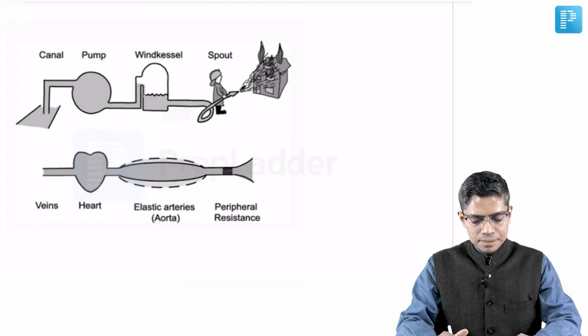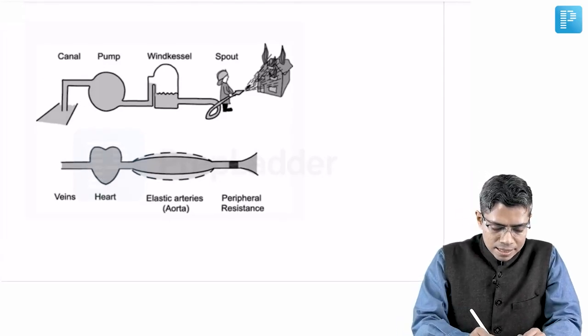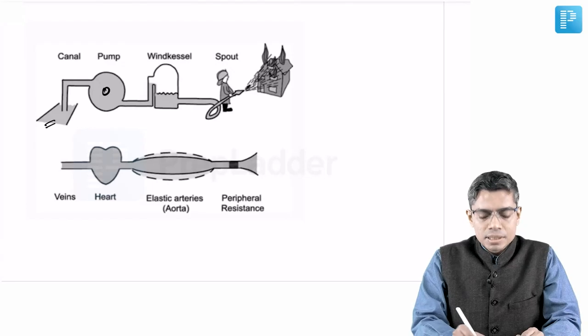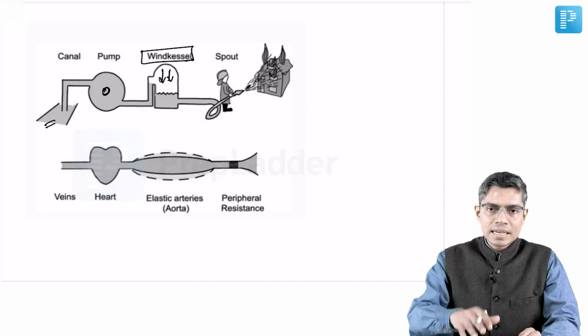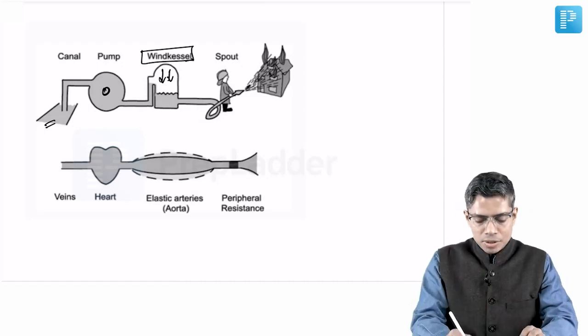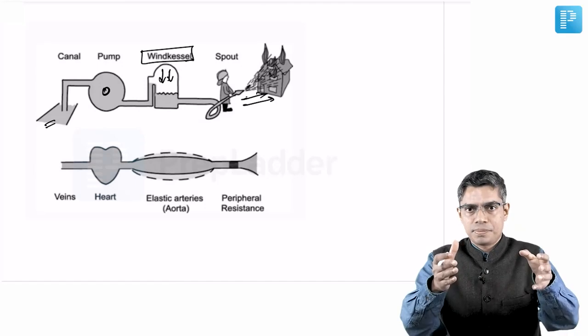So look at this diagram here. I have taken this from a book. Here this is the canal. From the canal this pump is pumping the water, and here is this Windkessel. So what is it doing? It is going up and down and generating some pressure, because of which you are delivering this water here with a force, right?